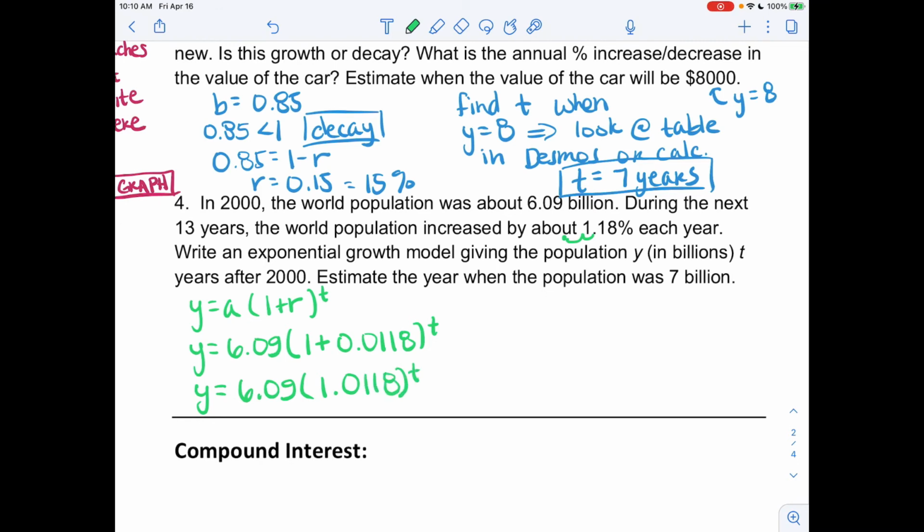And now we want to know how many years after 2000 it was when the population hit 7 billion. So we, again, want to know t when y is 7. So we will find t when y equals 7. And so again, from our table in calculator or Desmos, we will find out what that number is.